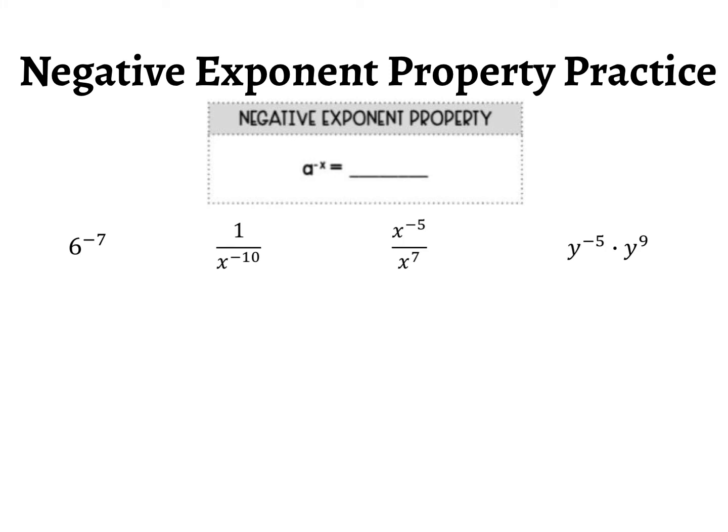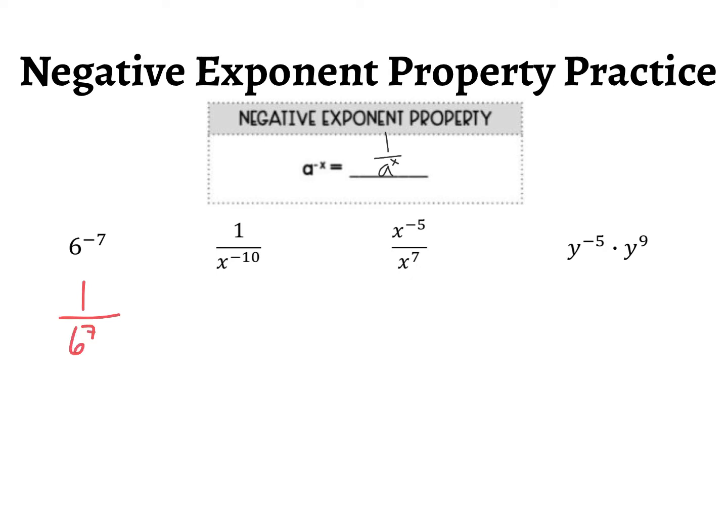So here I have 6 to the negative 7th power. I want to turn it into a positive term. Remember, the rule is that to turn it into positive, the a value stays the same and the x turns into positive. That's really what's happening here. You're flipping it into a fraction. So 6 to the negative 7 is really the same as saying 1 over 6 to the 7th.